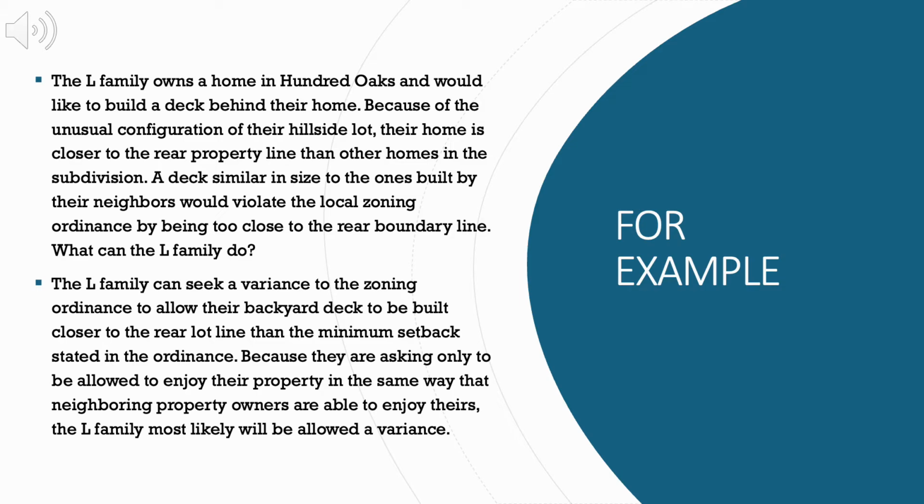The L family can seek a variance to the zoning ordinance to allow their backyard deck to be built closer to the rear lot line than the minimum setback stated in the ordinance. Because they are asking only to be allowed to enjoy their property in the same way that neighboring property owners are able to enjoy theirs, the L family most likely will be allowed a variance.